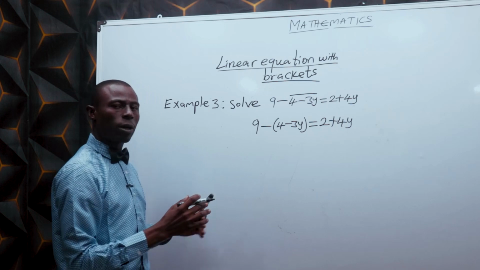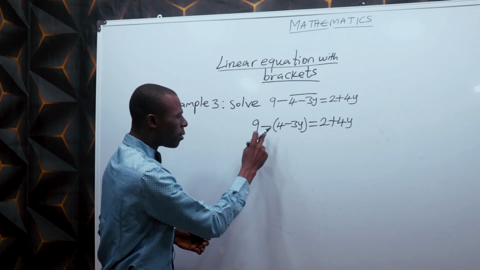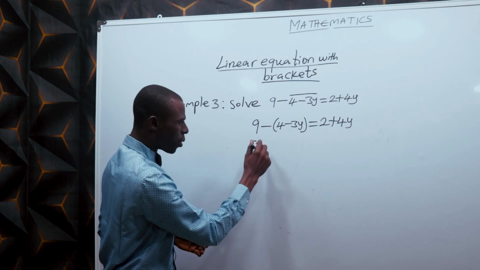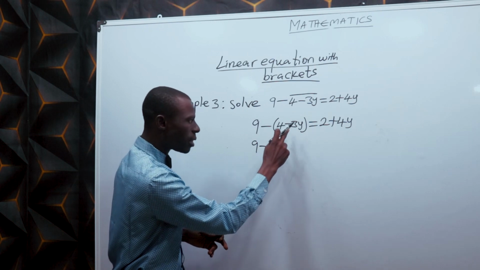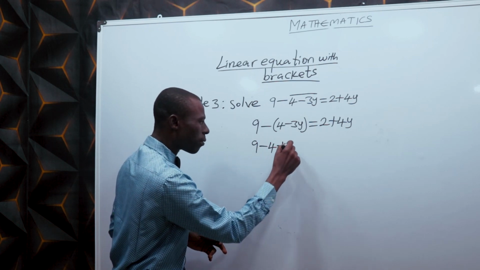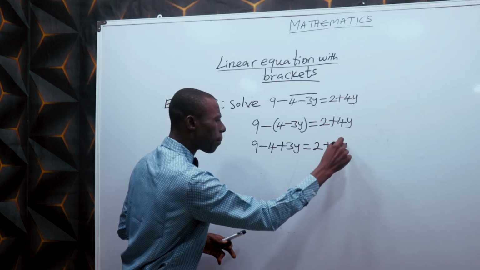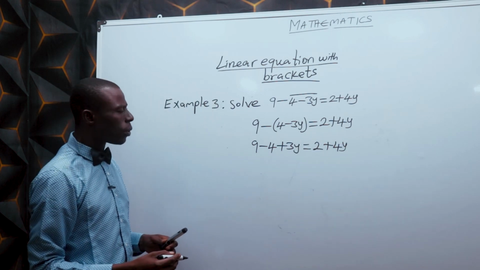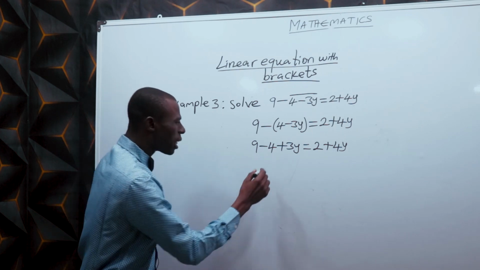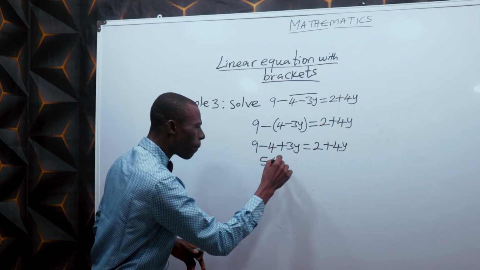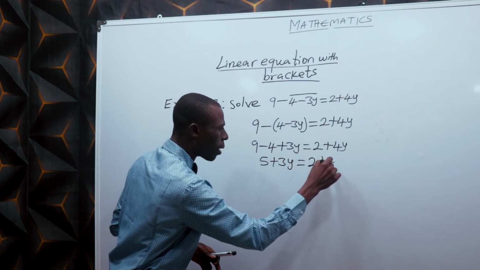So now opening of this bracket is the next thing we have to do. 9, -1 times +4, that gives -4. -1 times -3y, that gives +3y, which is equal to 2 plus 4y. 9 minus 4 gives 5.